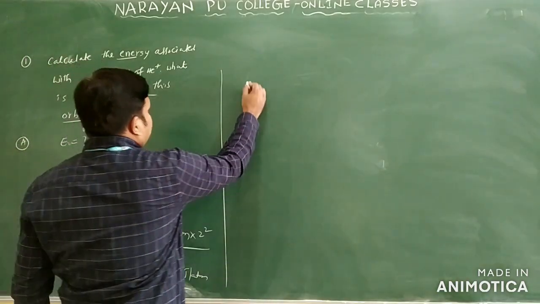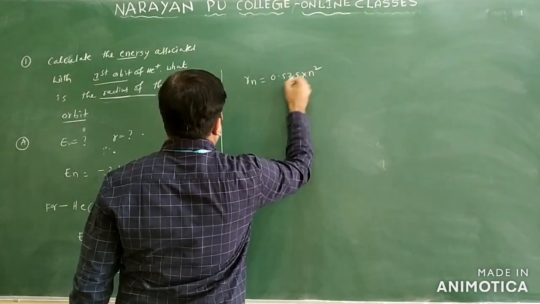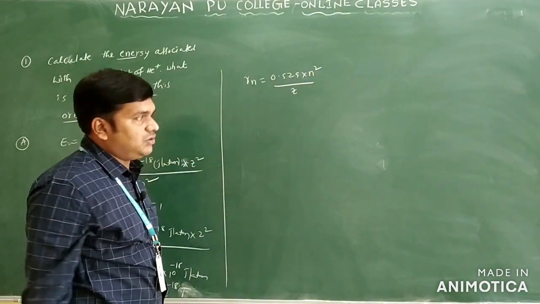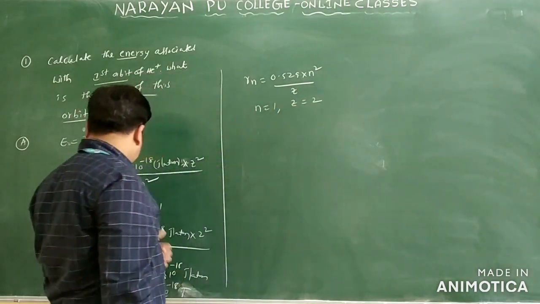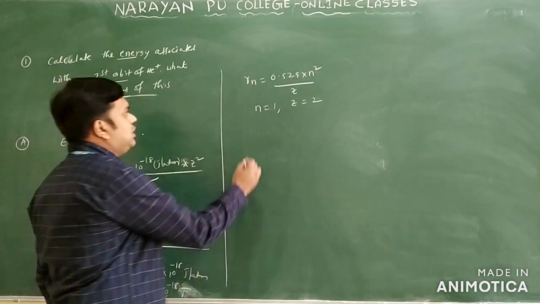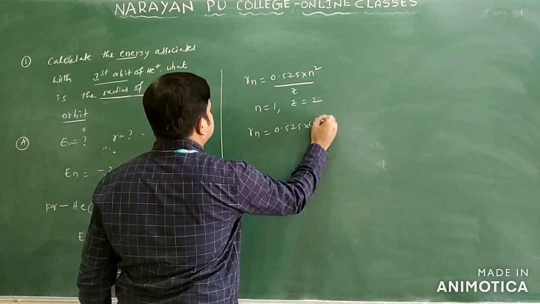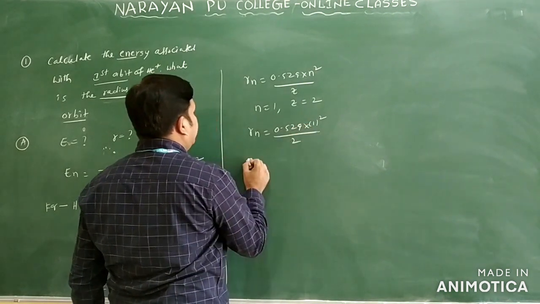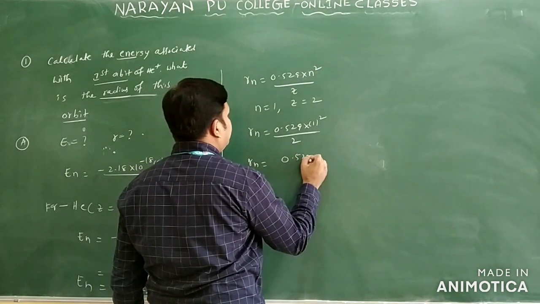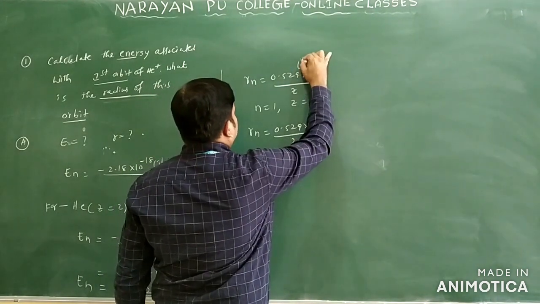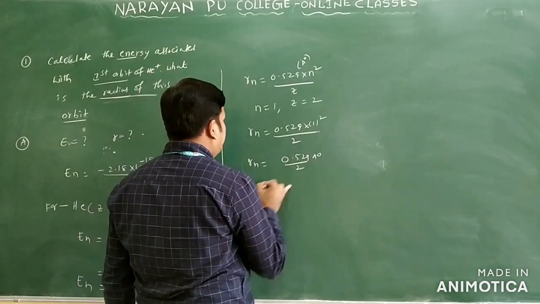Now we'll see the radius of the nth orbit formula. Rn is equal to 0.529 into n square by Z. So here n is equal to 1, and for the helium atom Z is equal to 2. So Rn is equal to 0.529 into 1 square by 2, in angstrom units only.